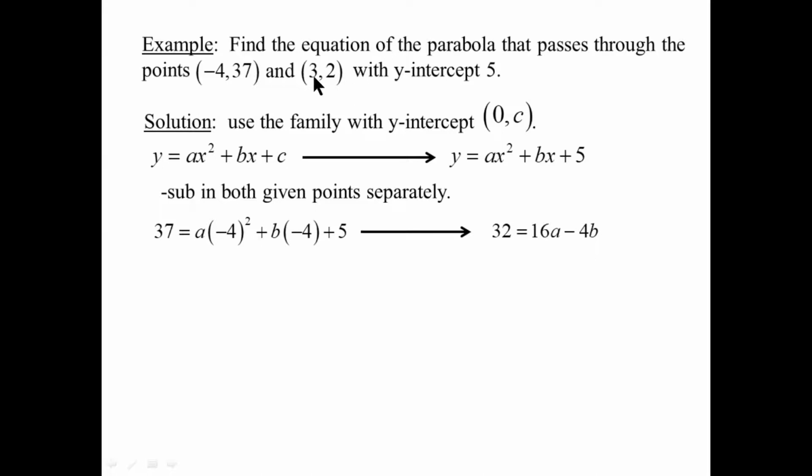Doing it all again with this point, y will be 2, x will be 3, but 3 squared plus 3b. 3 squared, of course, is 9, and 3b, the 5 comes over and joins with the 2 to make minus 3.